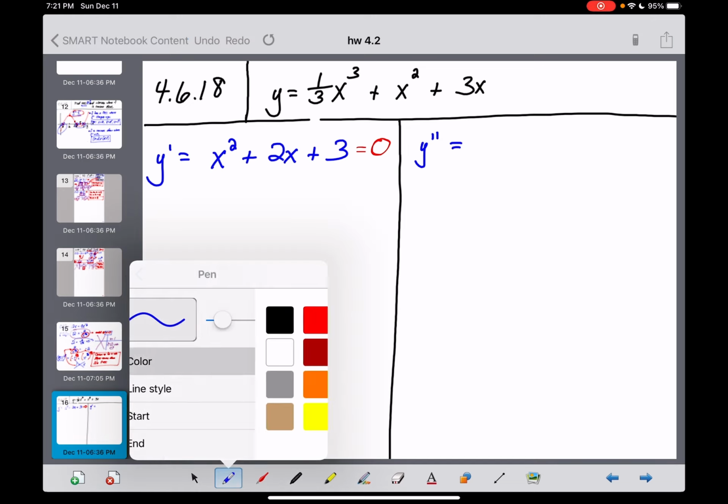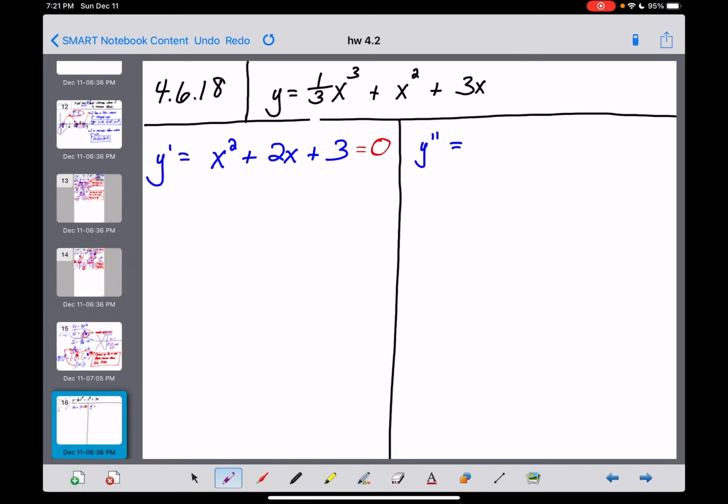So at this point, you could choose any x value that you wanted right here. For example, we could choose x equals, let me go with that 3 that I had just a second ago. And what you would find there is that y prime of 3 is 9 plus 6 is 15 plus 3 is 18. It's positive, and that means that the original function y is increasing. On what interval? For all real numbers.